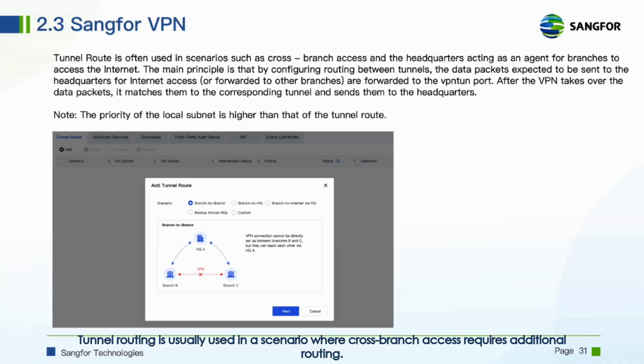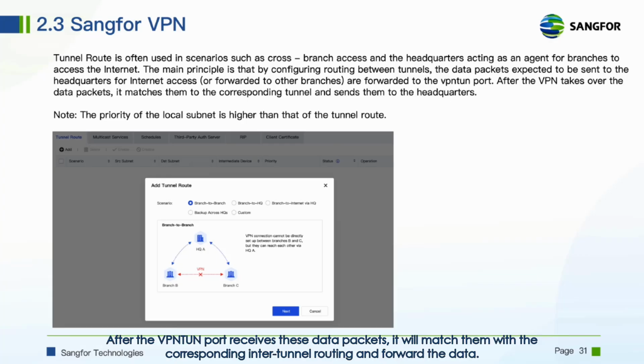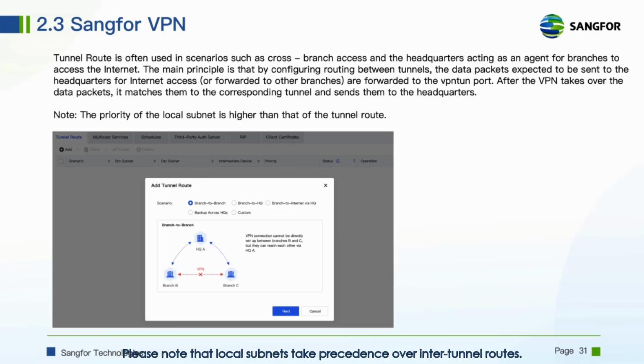Tunnel routing is usually used in a scenario where cross-branch access requires additional routing. Its main principle is to configure routing between tunnels and forward data packets to the headquarters and other branches to the VPN port. After the VPN port receives these data packets, it will match them with the corresponding inter-tunnel routing and forward the data. Please note that local subnets take precedence over inter-tunnel routes. Therefore, we prefer to configure the local subnet.